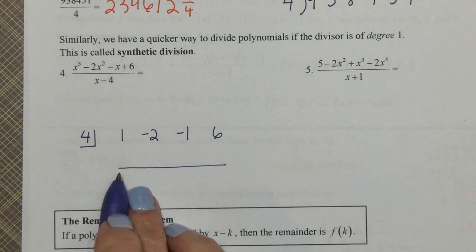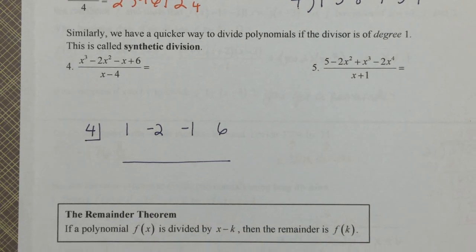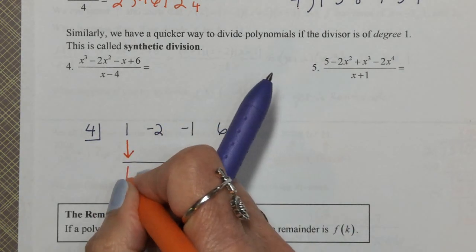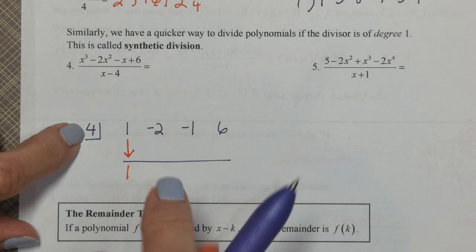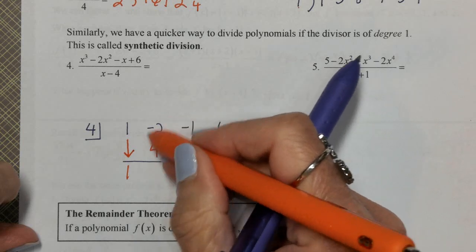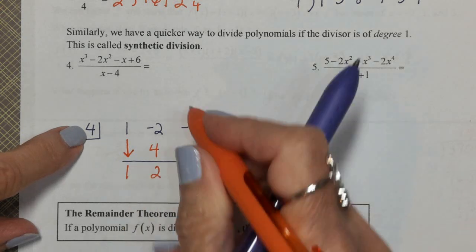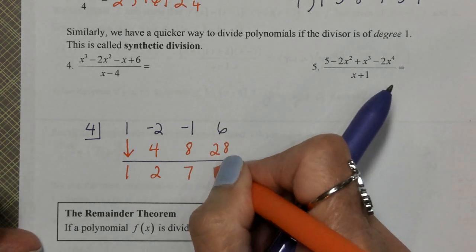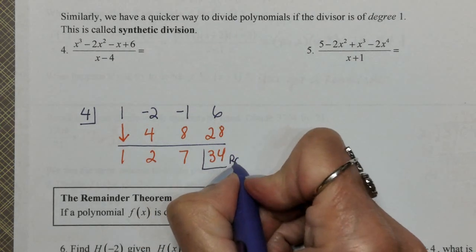Draw a line below where the numbers will go. Now you're ready to begin to divide. You begin by bringing down the first coefficient, this 1, and now you multiply these together. 4 times 1 is 4. Now we're going to add these. When you add these, you get 2. And then multiply again, and add. Multiply again, and add. Your very last number is part of your remainder.